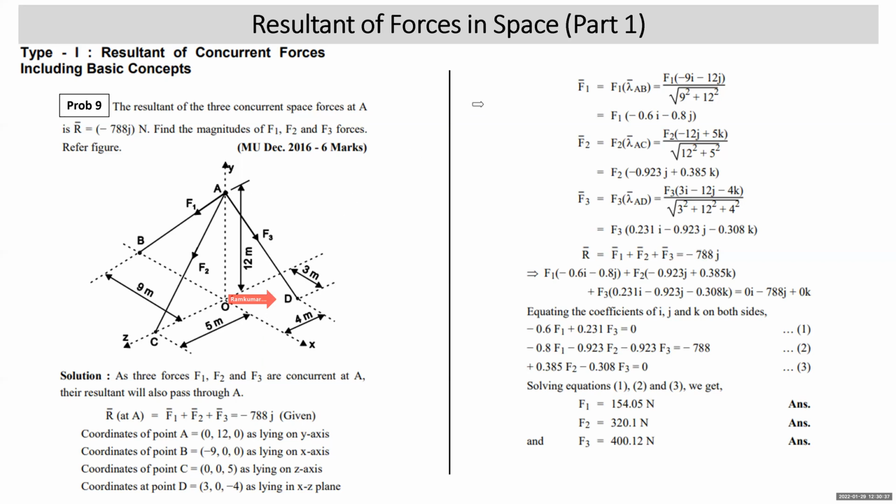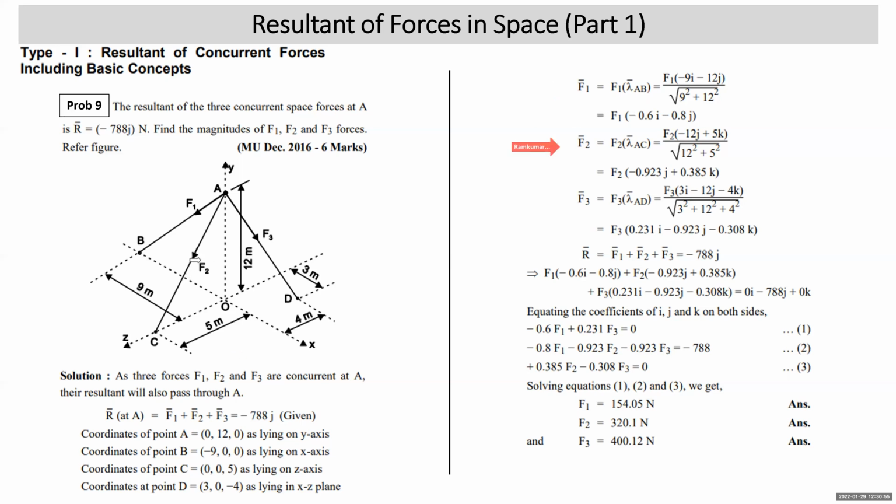Now you can easily write the force in vectorial form. F1 bar is equal to F1 into lambda AB. AB means what? B minus A. So the coordinates are B minus A: minus 9 minus 0, minus 9I; 0 minus 12, minus 12J; 0 minus 0, minus 0K. Divide by its mod, you get the force in vectorial form.